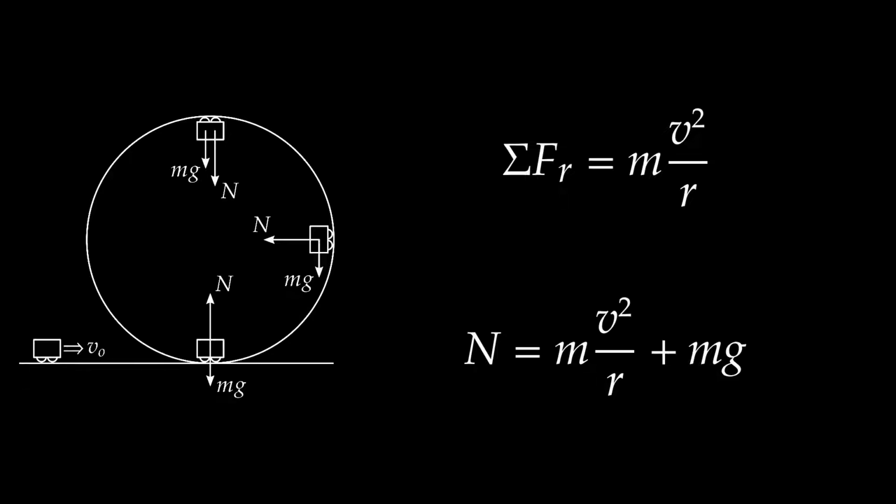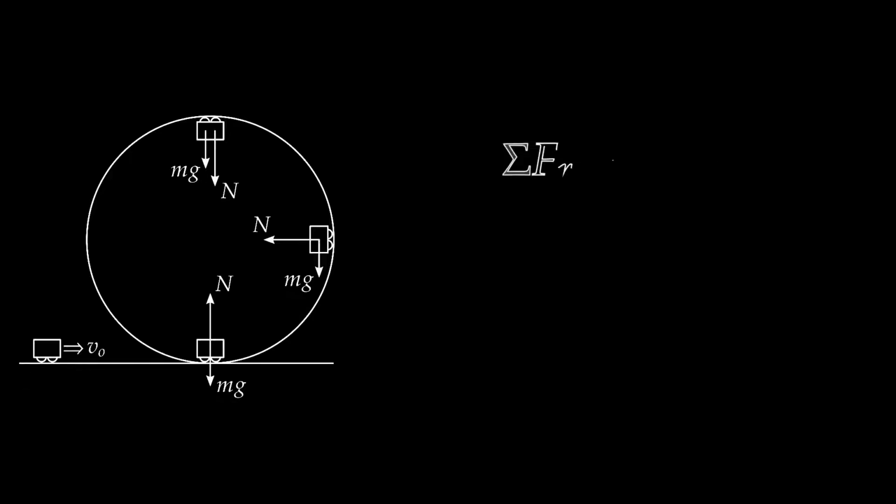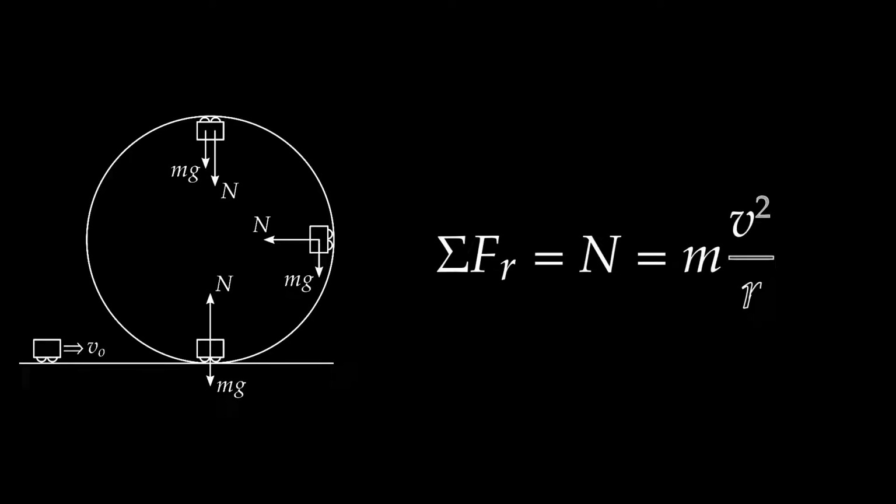In the 3 o'clock position, the situation is much simpler. Because if I'm going to write a Newton's second law for the sum of the forces that act radially, there's only one such force in the 3 o'clock position. It is the normal force directed radially towards the center of circular motion. The weight will not appear in this equation because it is tangential.